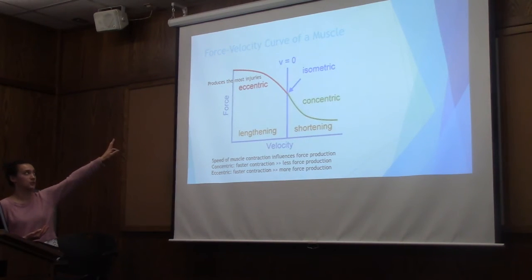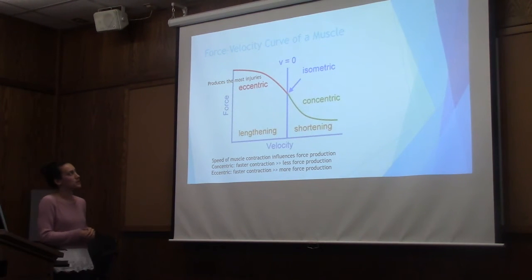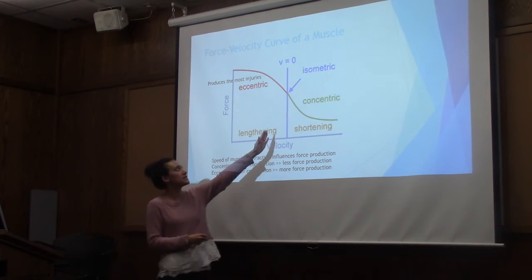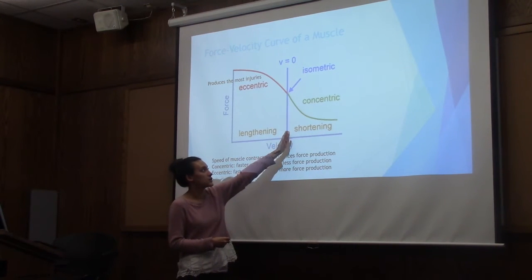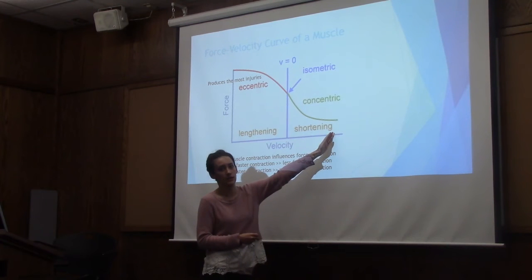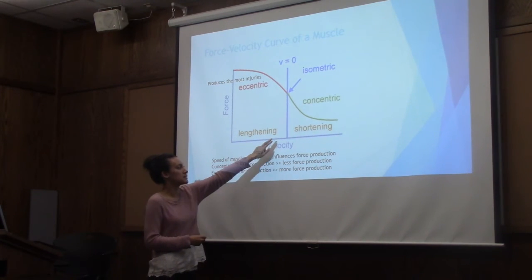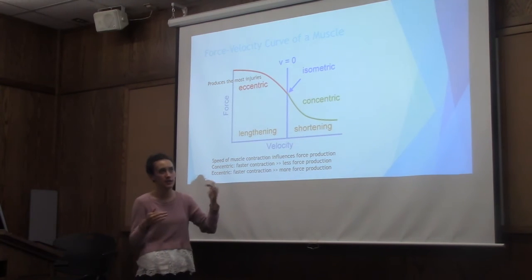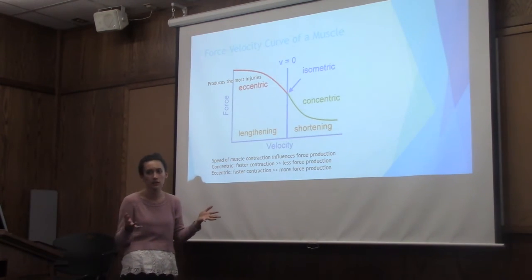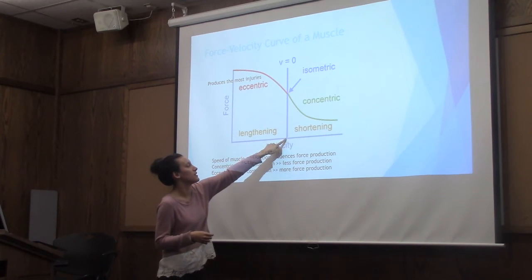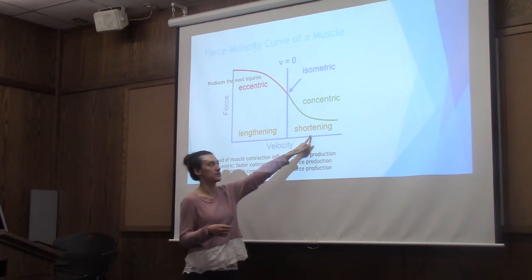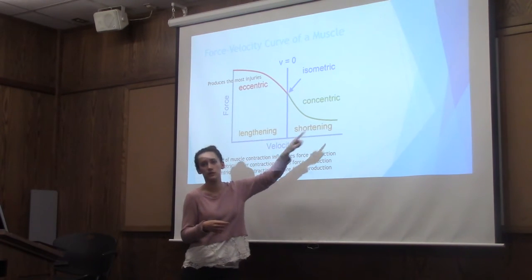And eccentric forces produce the most injury. So I was kind of explaining this to the earlier class, and I might have confused them. But this is velocity equals 0. So on both sides, velocity is increasing this way. So this is not decreasing velocity. It's technically negative velocity, but it's increasing in magnitude. So just know that this is increasing velocity. Increasing velocity on this side, more force produced. Increasing velocity on this side, less force produced.